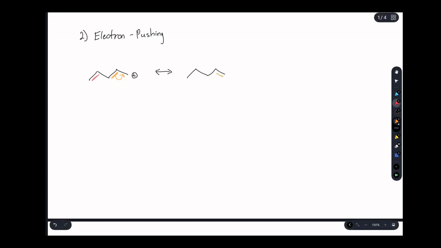This would work since we had a positive charge there, and the new positive charge would be generated in the middle. Now at this point, the red electrons would be able to move, since the positive charge is closer to them. And this would reveal our next major resonance form, which looks something like this. Now the positive charge is on the other side of the molecule.